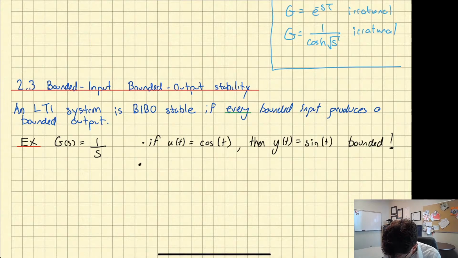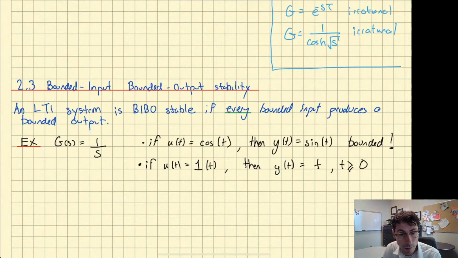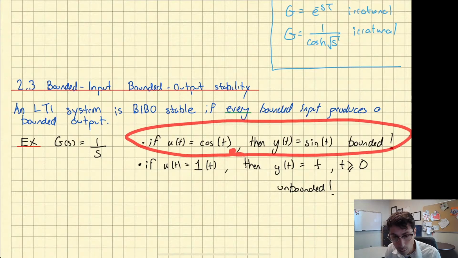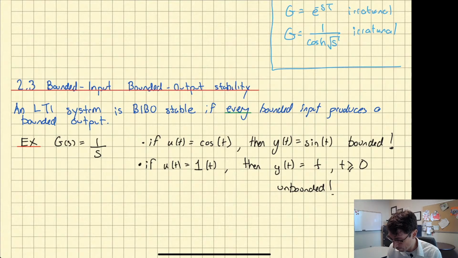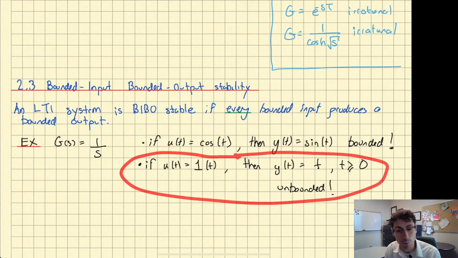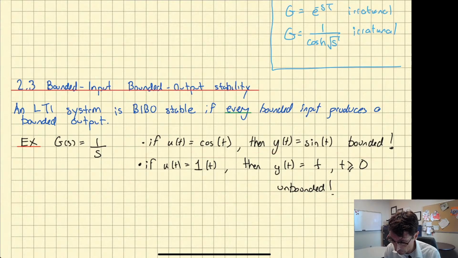On the other hand, if u of t equals the step, then y of t is the ramp, unbounded. Right? Integration of a step gives you a ramp. So this system is not BIBO stable, and we couldn't make that conclusion. We couldn't say that it was stable just because we picked a particular input and it happened to be bounded. That is not enough to say that the system is BIBO stable, because if you pick a different input, which is bounded, you end up getting an unbounded output. So not BIBO stable.